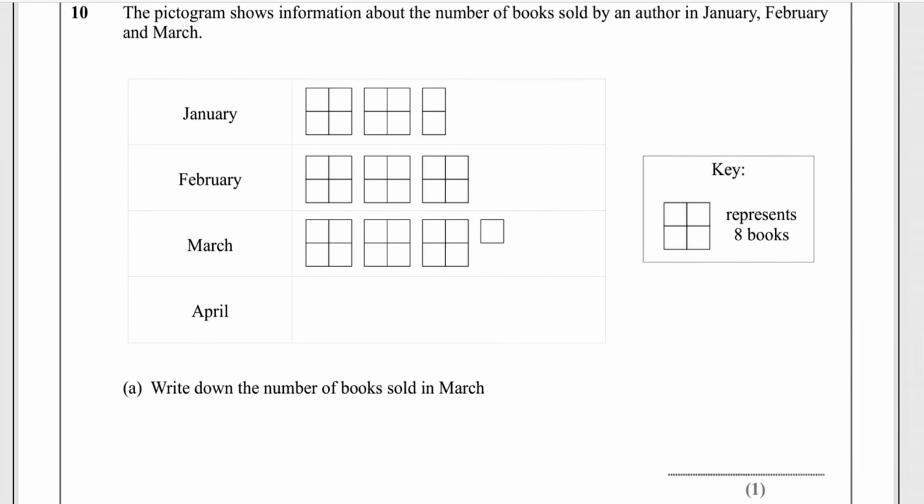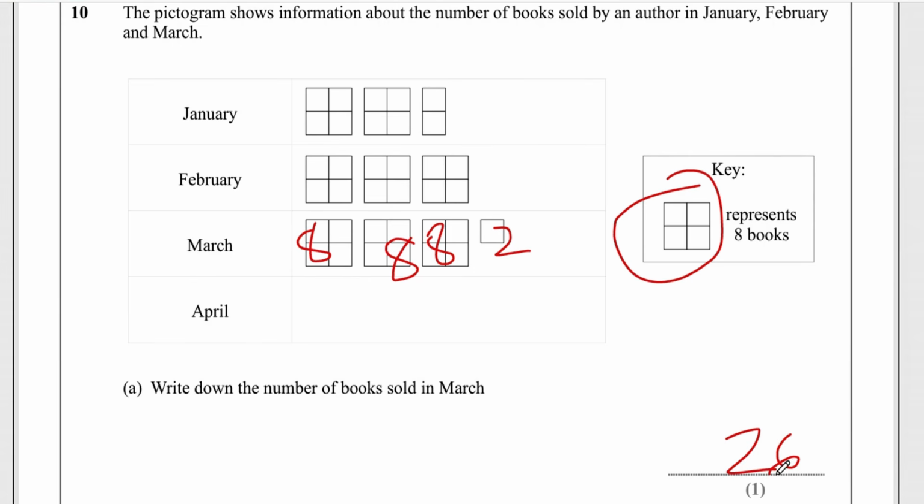Okay, pictograms. Yeah, this is common. So write down the number of books sold in March. Each of this is 8, right? So if each of this is 8, March is 8 plus 8 plus 8. Now, if the full thing is 8, how do you get 1 box? 8 divided by 4, which is 2. So 8 plus 8 plus 8, that's 24 plus 2, which is 26.